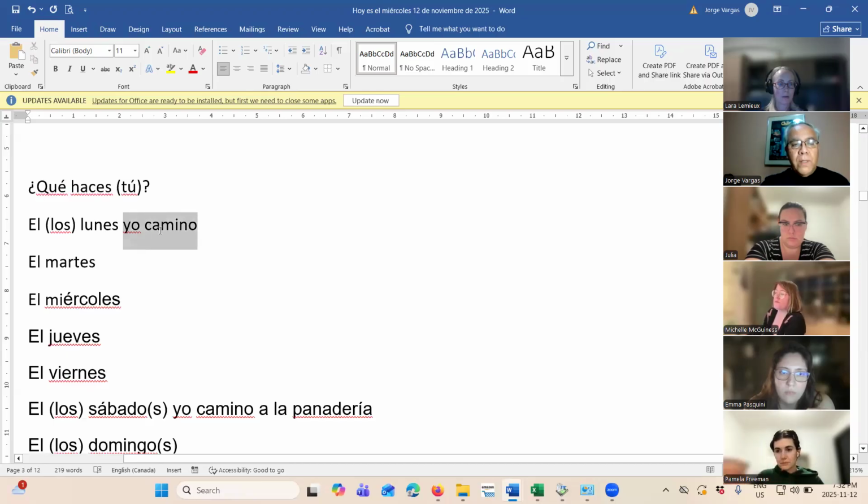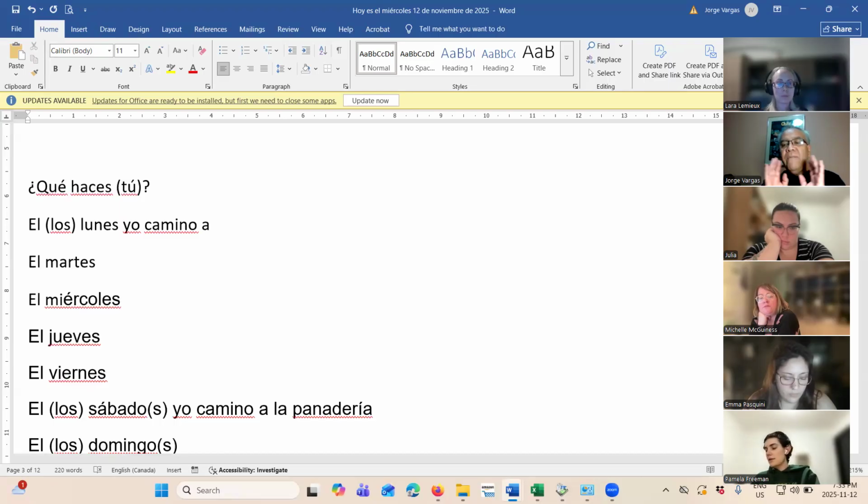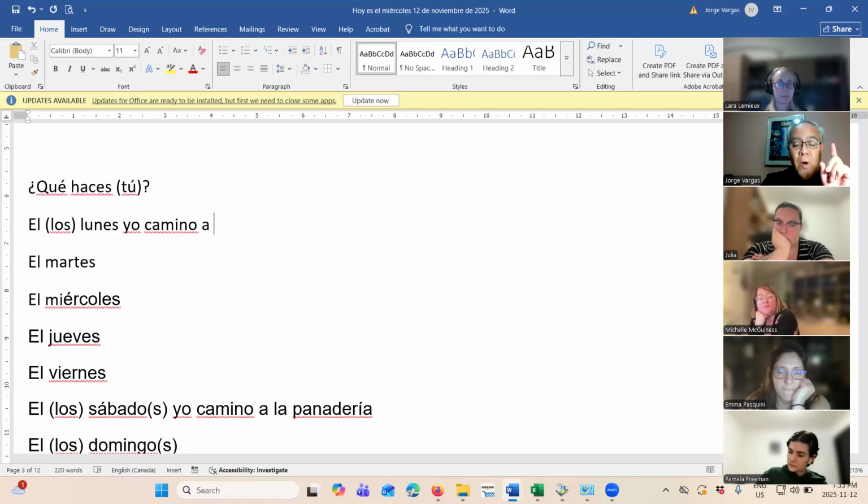When you put together a sentence, which is a very nice sentence here, you have your subject, you have your verb, and then when the object is a person, including our pets, we need a little word, which is a. That a does not have a translation. It only has a function of including a person as being the object. Therefore, we say, los lunes yo camino a mi perro. Okay?